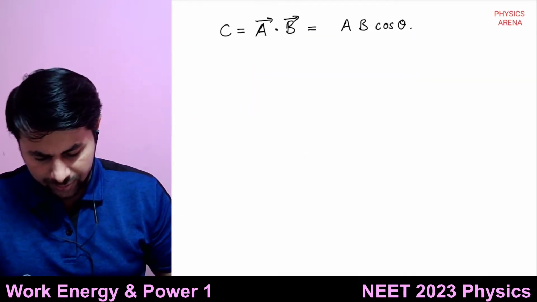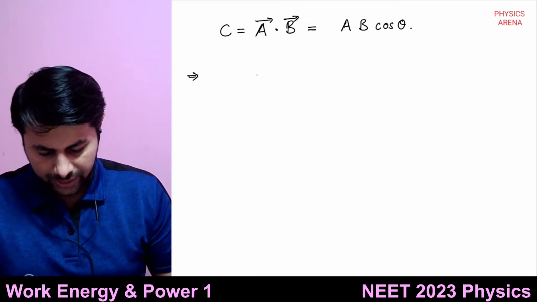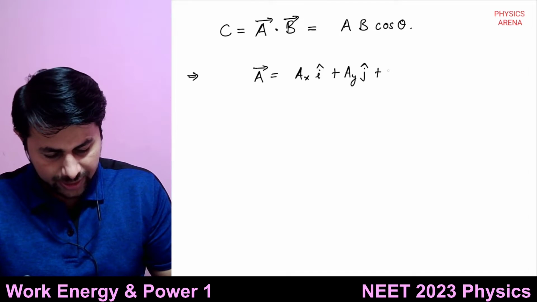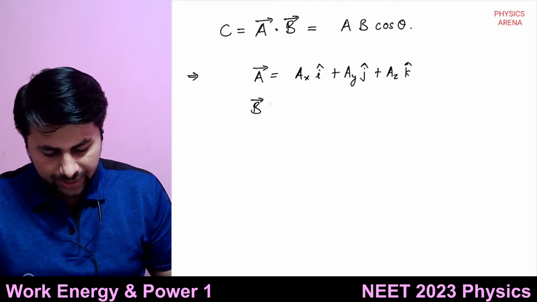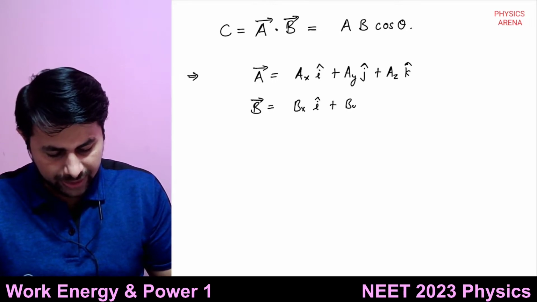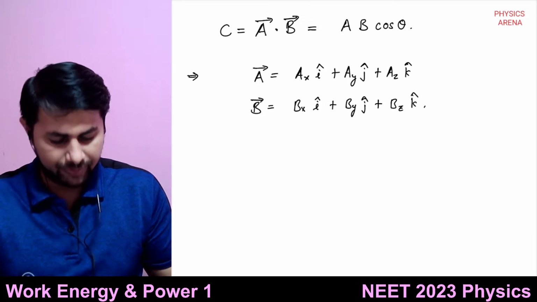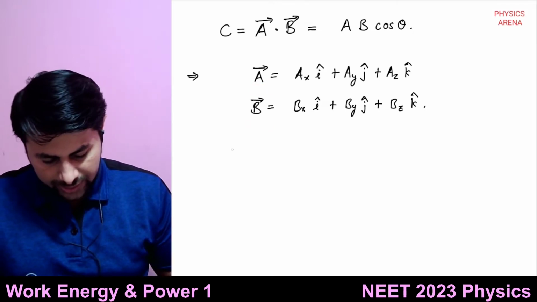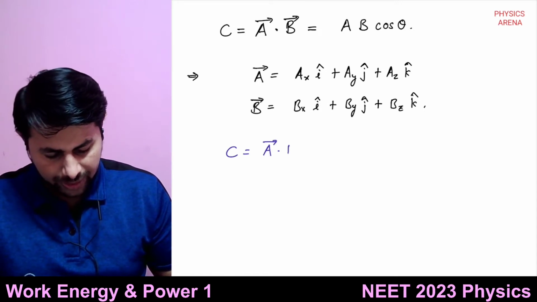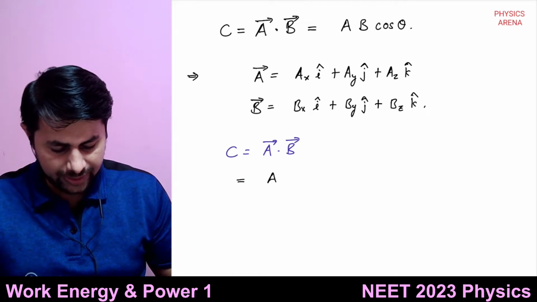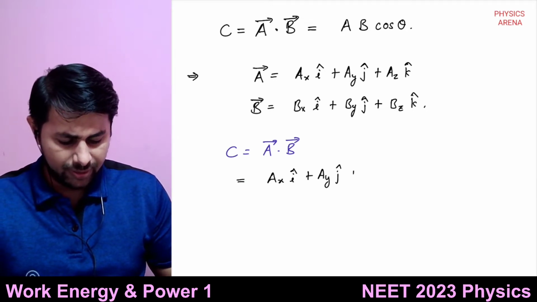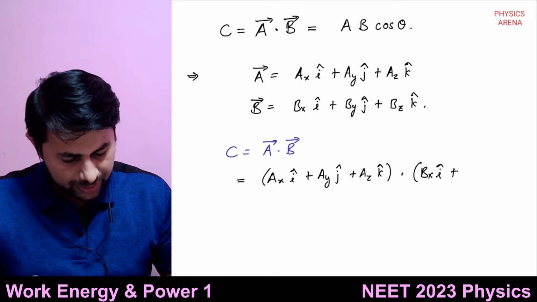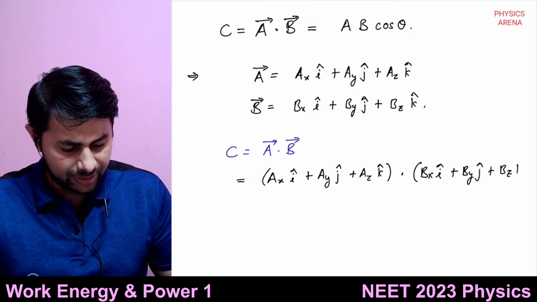So you got this. Now we can represent two vectors like this. Okay, so A bar can be represented as ax times i cap plus ay times j cap plus az times k cap, and B bar can be written as bx times i cap plus by times j cap plus bz times k cap. Okay, and now I want to multiply A bar and B bar, right? So C is equal to what? A bar dot B bar, and A bar is ax times i cap plus ay times j cap plus az times k cap. B bar is bx times i cap plus by times j cap plus bz times k cap.